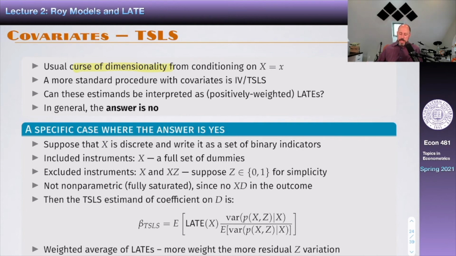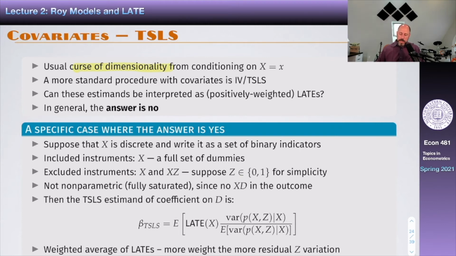It becomes messy. And in particular, consider this case where the answer is yes. Suppose that X is discrete, and we're going to write it as a set of binary indicators. So suppose that X takes 3 values. We're going to take the indicator that is equal to 1, the indicator that is equal to 2, and the indicator that is equal to 3. The excluded instruments are going to be X and X times Z. And we're going to assume for simplicity now that Z is binary again. And then we're going to run a two-stage least squares.